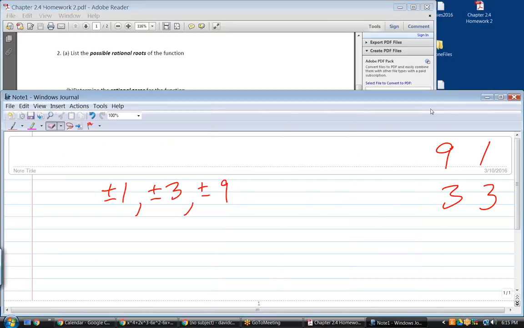Well, if we do it the hard way, we're going to, by trial and error, divide each of these 6 possibilities into the original polynomial to see if we get a 0 remainder. When we get a 0 remainder, we will know we have found one of them. We will keep trying the rest to see if we can find more than one.